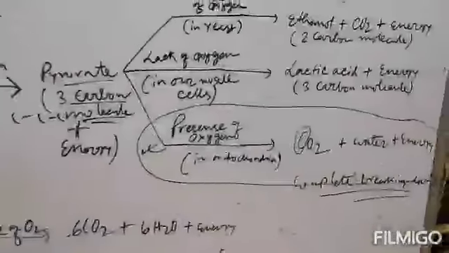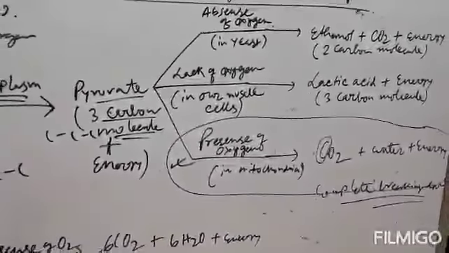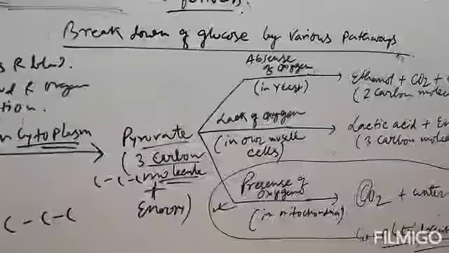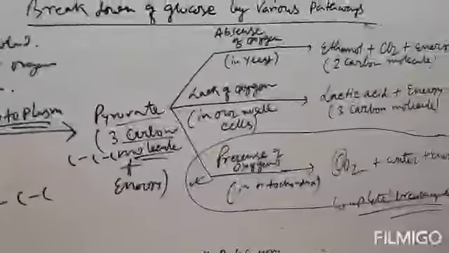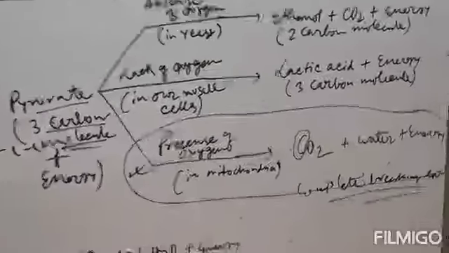Clear? So this type of respiration is generally found in human beings. Maximum respiration follows this pathway. So this is case number 1.